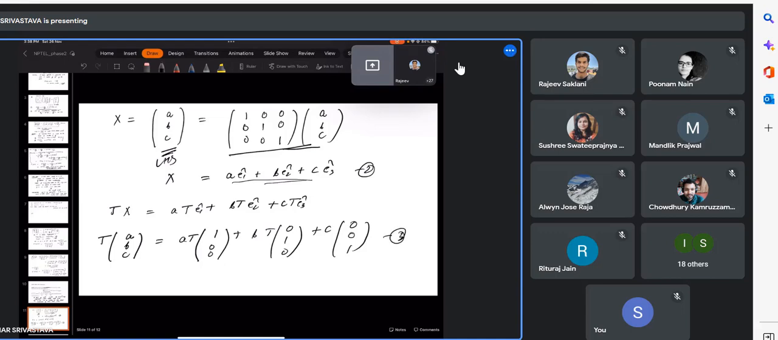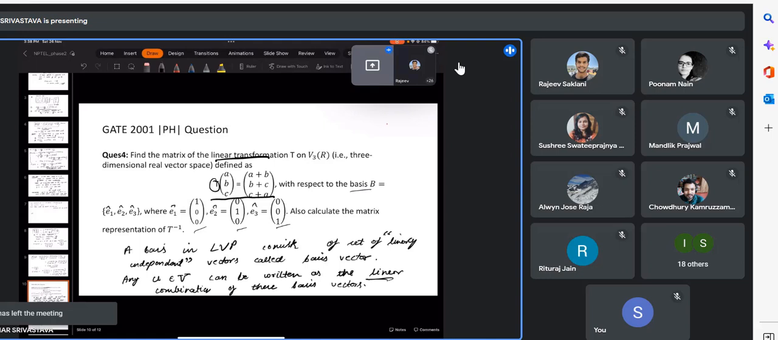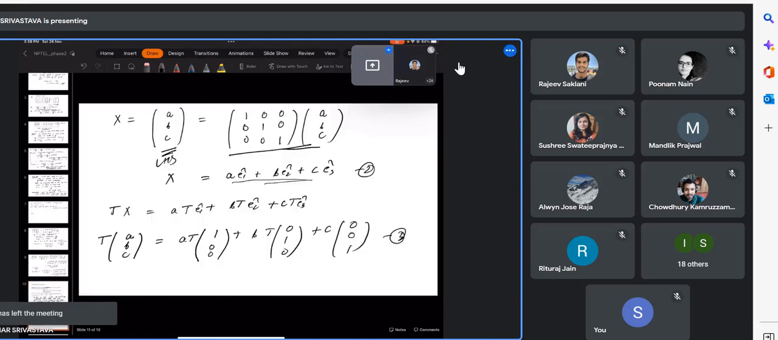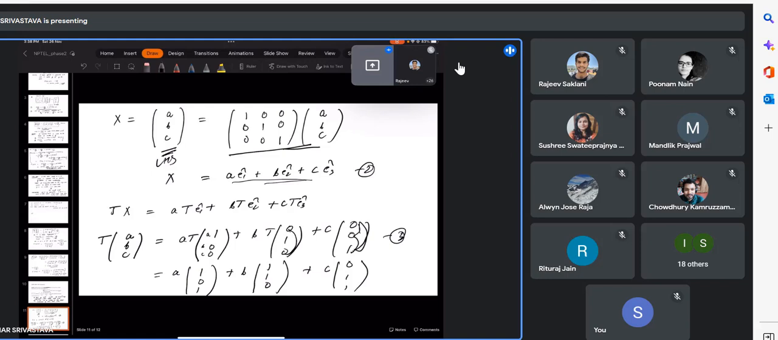Now let us use the property in equation 1: T of (A, B, C) is nothing but (A plus B, B plus C, C plus A). Similarly, we can write T of (1, 0, 0) as: A plus B is 1, B plus C is 0, and C plus A is 1. Similarly, T of (0, 1, 0): A plus B is 1, B plus C is 1, and C plus A is 0. And for C times (0, 0, 1): A plus B is 0, B plus C is 1, and C plus A is 1. So T of (A, B, C) can be written as this.